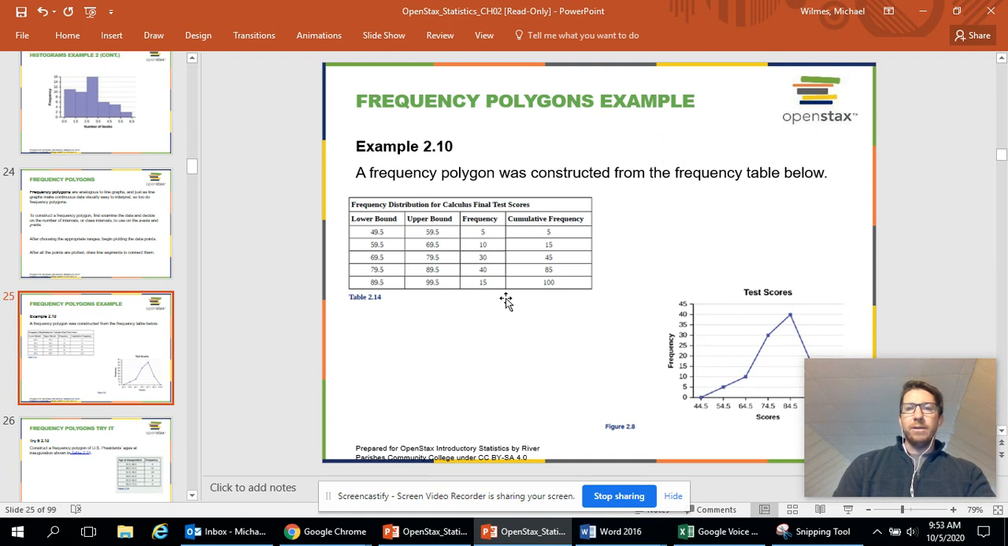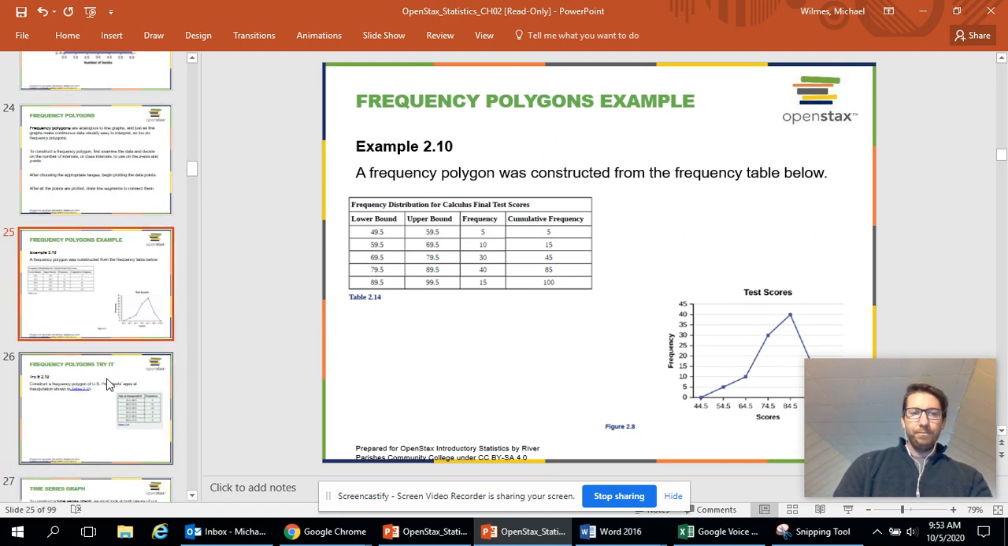We can go ahead and graph that using a line graph, but since we have a lower and an upper bound, we need to find the midpoint between these two to use as our x value. So for 49.5 and 59.5, what we're going to do is take those two numbers and average them to get 54.5. That gives us this middle point here. The next one, 59.5 and 69.5, add those two together, divide by 2. We average them to get the 64.5. That's how we create this frequency polygon.